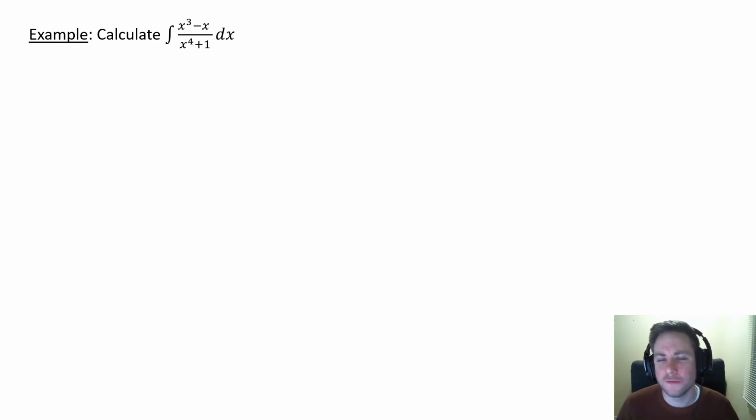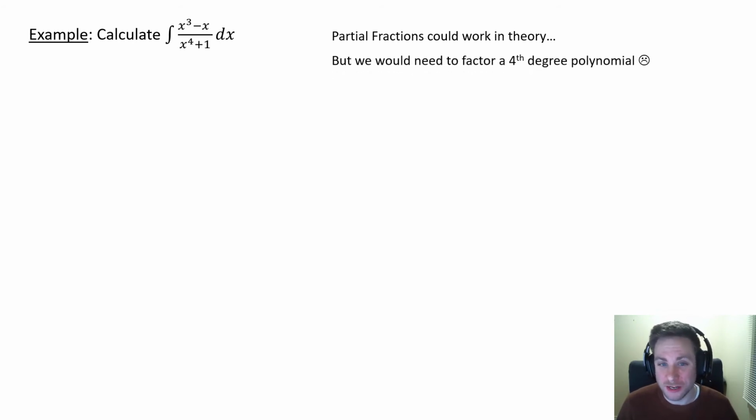Now, let me clarify what I mean when I say partial fractions always get the job done in theory. In this example, we see another proper rational function, so we recognize partial fractions could get the job done. But what's the first step of partial fractions? Well, that would be factoring the denominator. But in this case, the denominator is 4th degree.